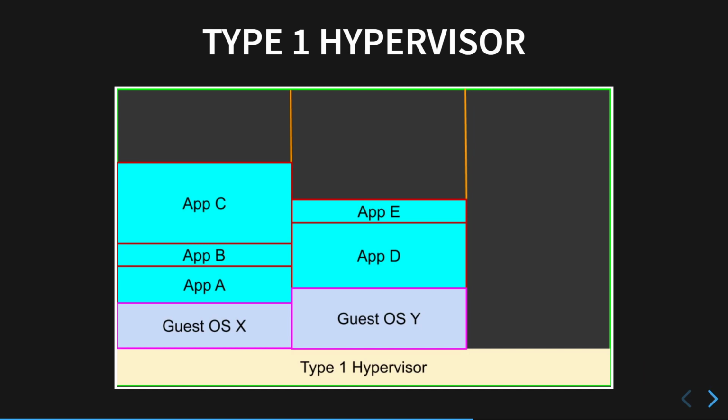The second type of virtual machine organization is the type 1 hypervisor, and so in this case there is no host operating system. The hypervisor runs directly on the underlying hardware, and then we have the virtual machines as before. So the different guest operating systems and the applications running on top of those.